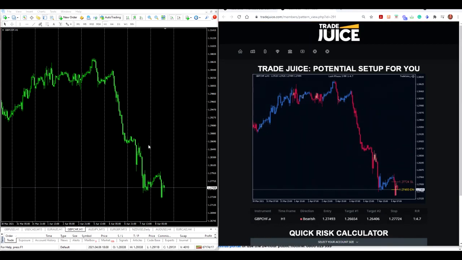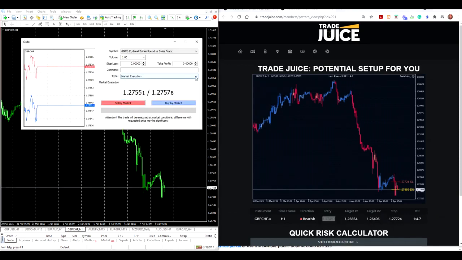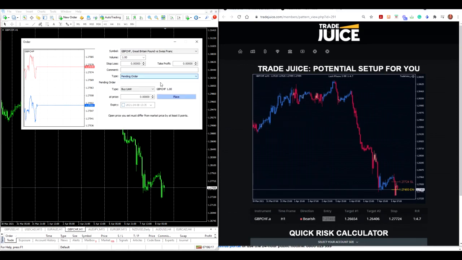So there's my MT4 chart. There's the Tradejuice chart telling me the entry, stop, and the targets. What I'm going to do then is I'm going to simply set the entry point, because price has not yet reached that point as yet. I'm going to set, as opposed to a market execution or immediate execution, I'm going to enter a pending order, and I'm going to go short.